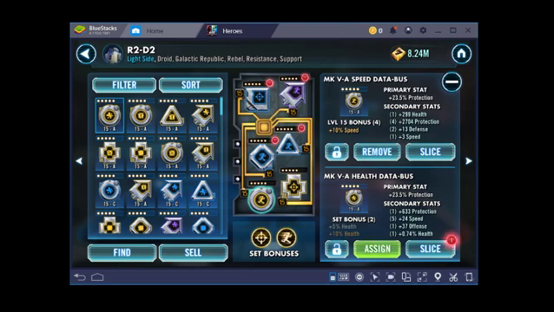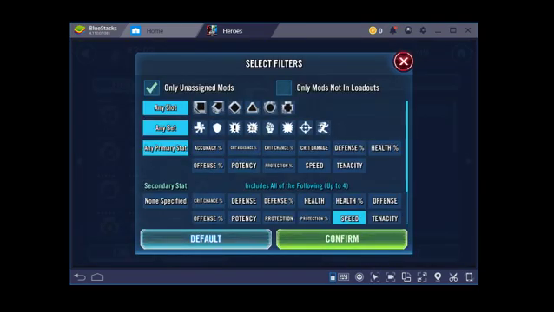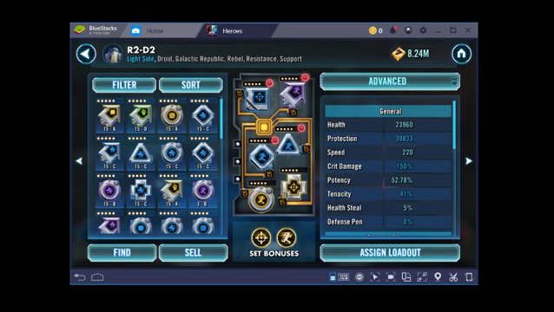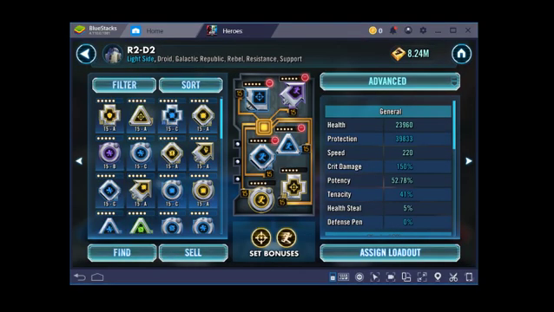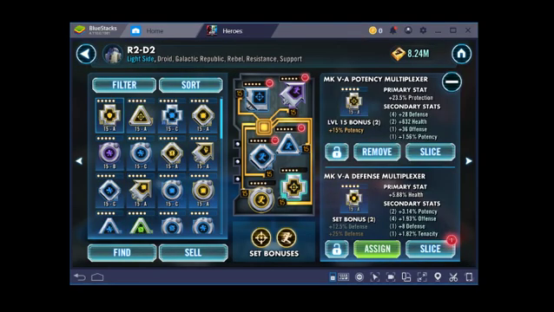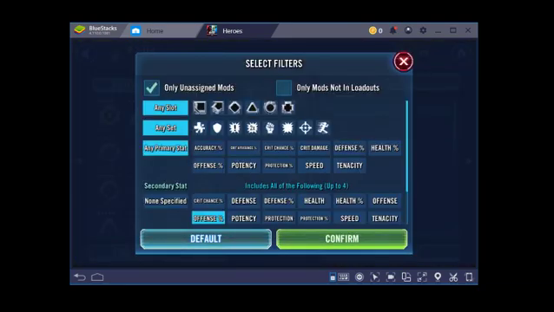Now, for instance, even here, I have a plus 30 offense, but let's filter this out over here. Let's go back and select this as offense percentage instead of speed. And let's confirm that. And we will sort by offense percentage. So my best unassigned offense percentage is 1.93%. If I include the characters, I think I have a higher one. Let's just see here.